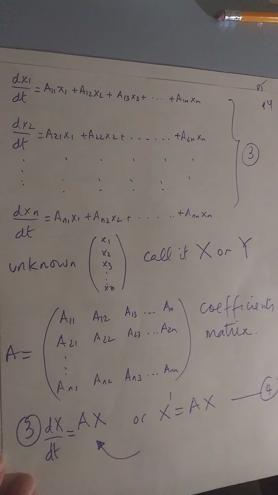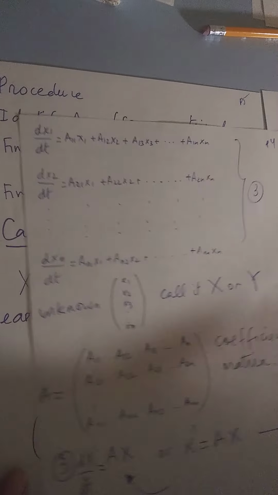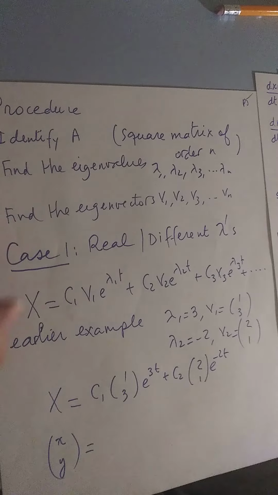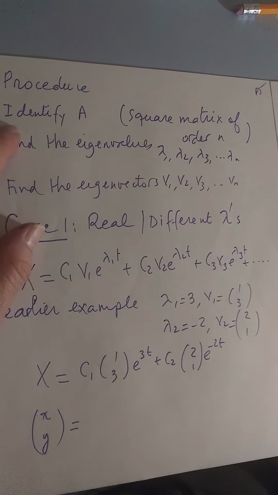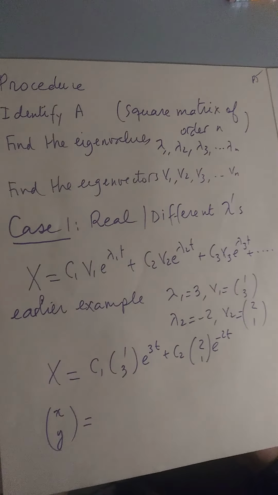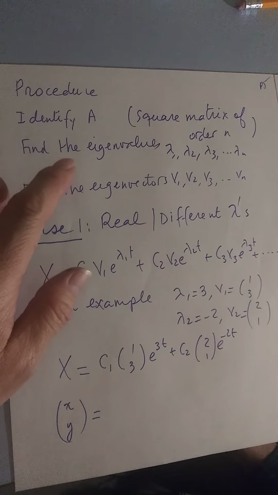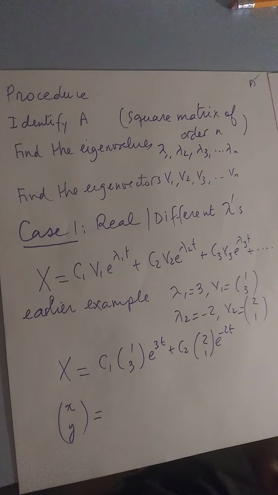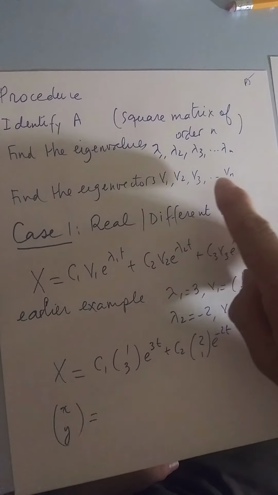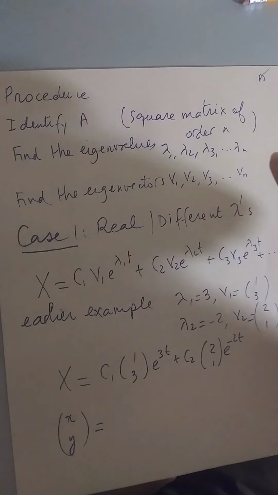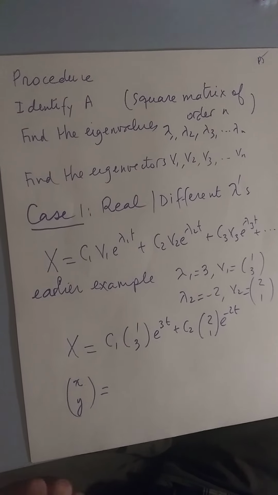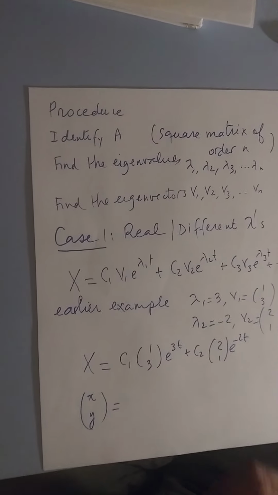The procedure for solving this system is like this. When you have a system of differential equations like this, identify A, the coefficients matrix. It's always going to be a square matrix of order n. n is the number of unknowns you have. Find the eigenvalues of that matrix, lambda 1, lambda 2, lambda 3, all the way to lambda n. And also find the eigenvectors of that matrix, V1, V2, V3, etc. Case 1: the eigenvalues could be real numbers and different. They could be complex, they could be anything.